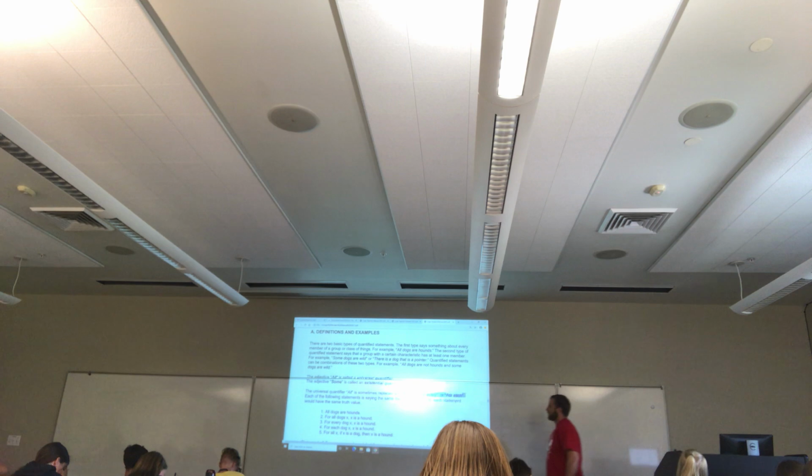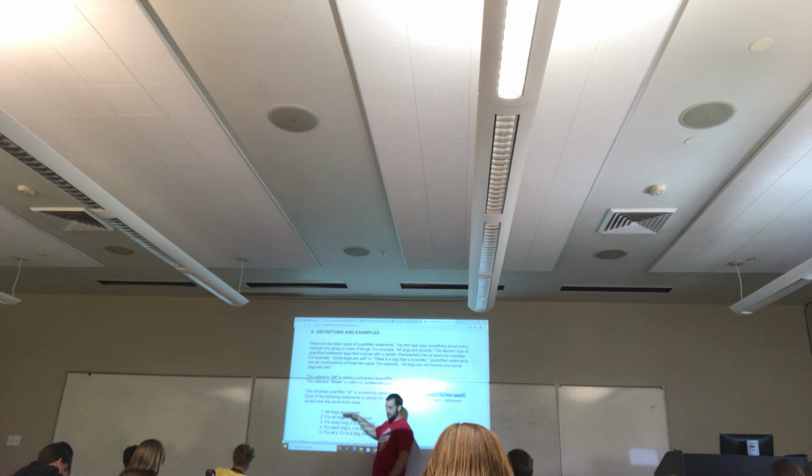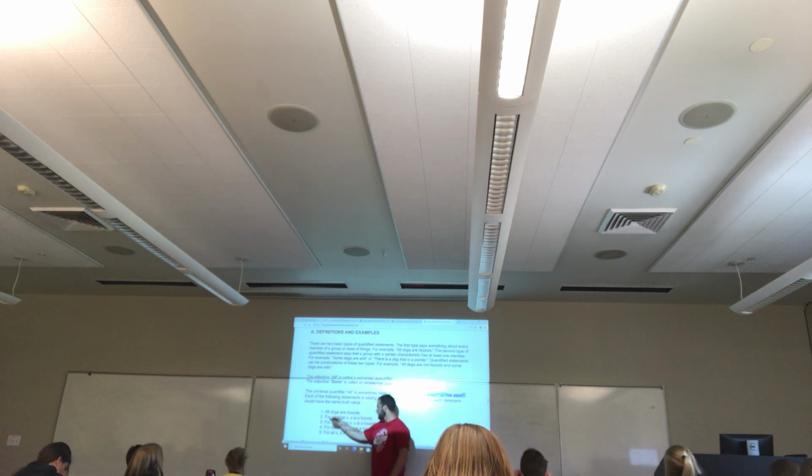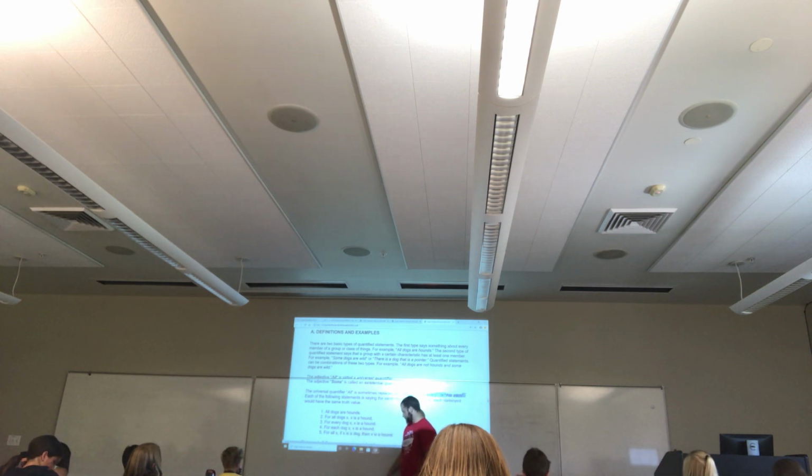Each of the following statements says the same thing. In other words, each statement would have the same truth value. These all mean the same thing. All dogs are hounds. For all dogs X, X is a hound. Means the same thing as this. For every dog X, X is a hound. For each dog X, X is a hound.